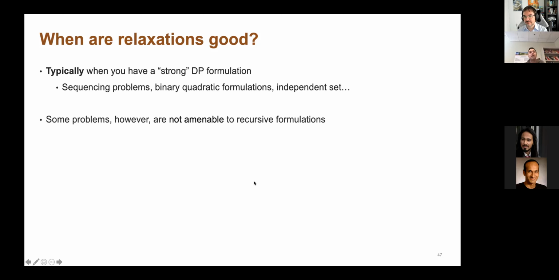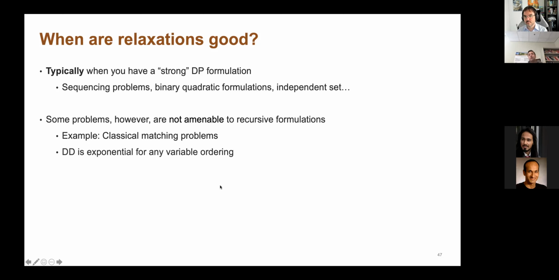There are definitely problems that are really not very good for DDs. As an example, matching problems. If you build a decision diagram for a matching problem, it just blows up. MIP handles it so well because of total unimodularity and all this stuff. The DD just does not do that well. So if you have a matching style problem, it is just more amenable to a linear formulation. Why that's the case is because the problem is naturally handled better through that type of system.